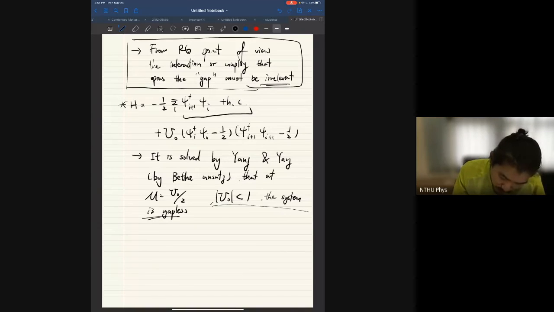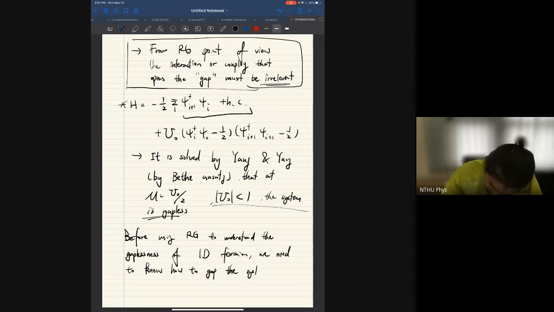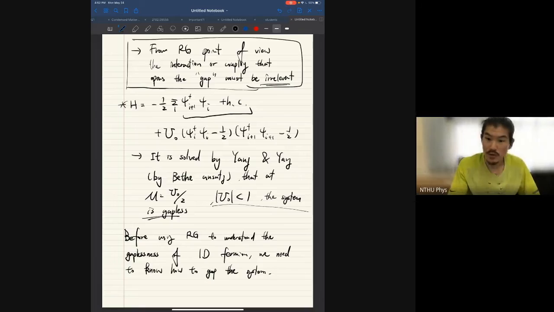For knowing this, we need to study how to gap the system. So before using RG to understand the gaplessness of 1D fermion, we need to know how to gap the system. Okay. So how to gap the system?